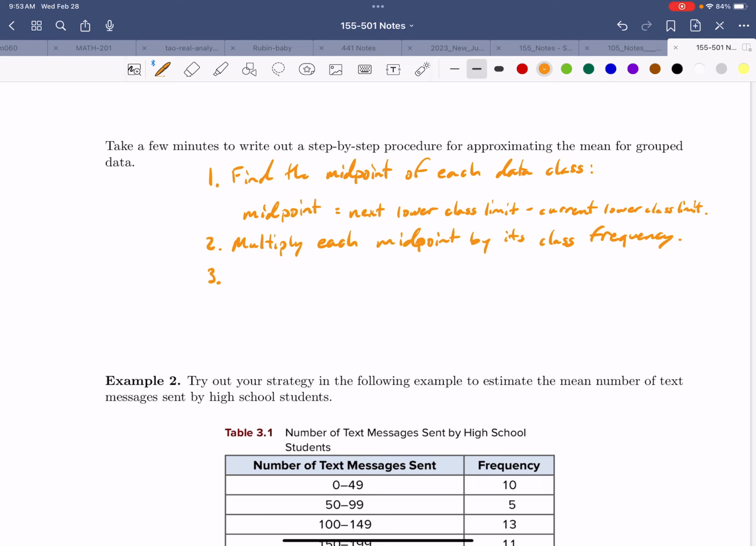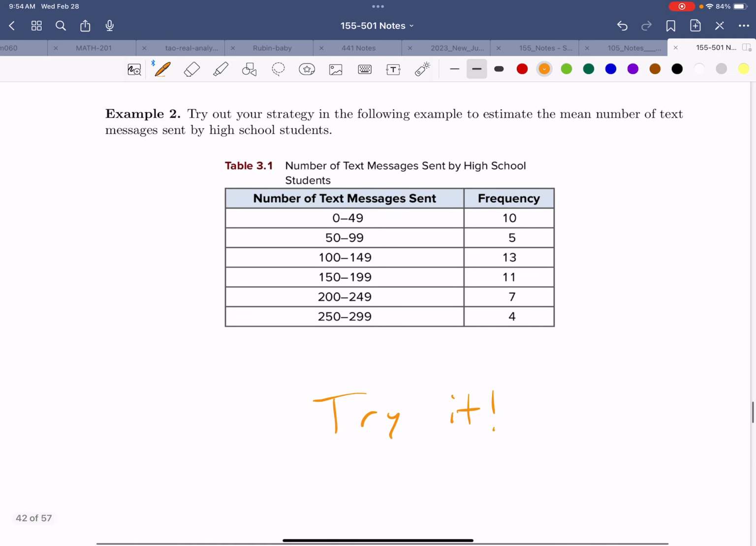Step 3, add all products, right? Remember, a product is when two things are multiplied. Add all products together. And then step 4 is divide by n, or, if you're using sample data, little n, right? And that's your approximate mean. Okay, so let's look at an example.